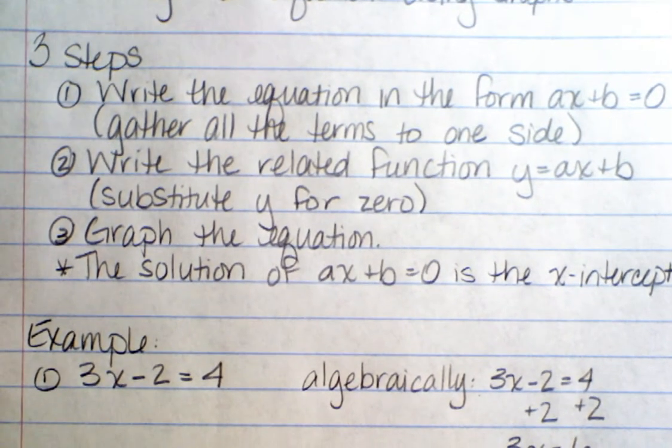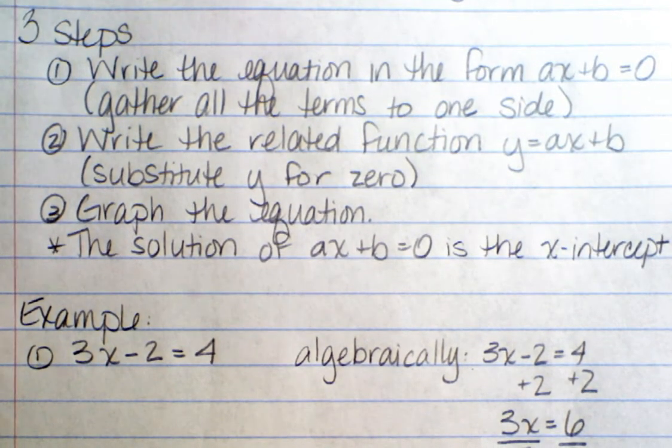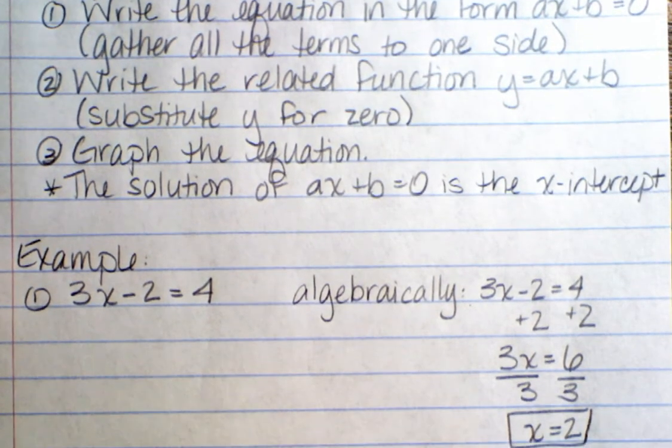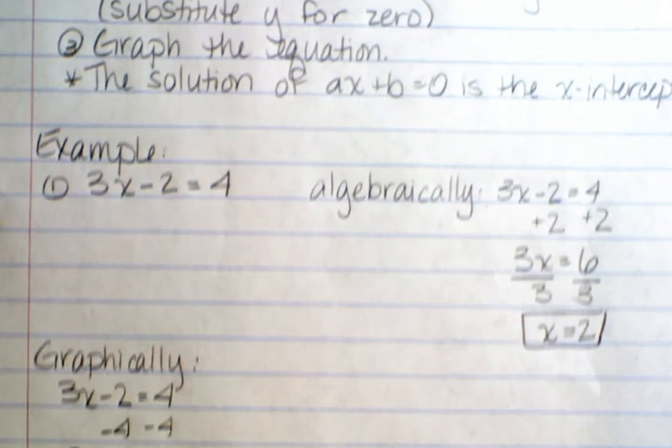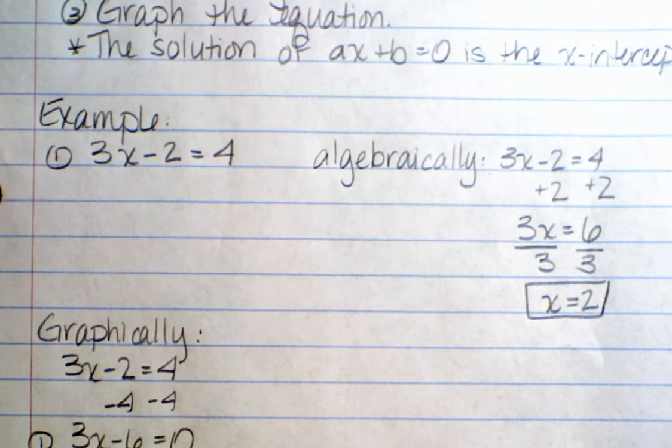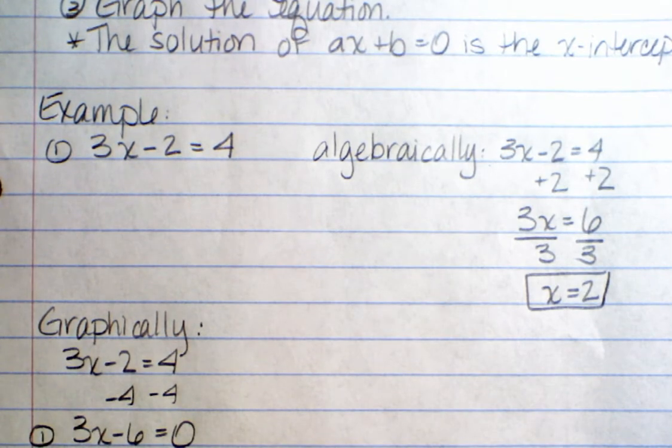So this first problem, 3x minus 2 equals 4, we're going to first solve algebraically, which is what we would typically do. We add 2 to both sides and then divide both sides by 3, so that we come up with a solution of x equals 2. That's perfectly acceptable, except we want to look at how we can solve this with a graph, because it helps us interpret and understand what the graphs really mean.